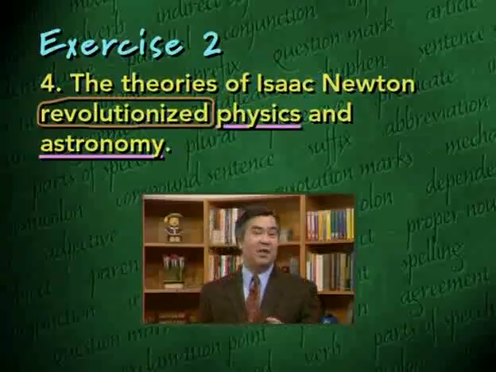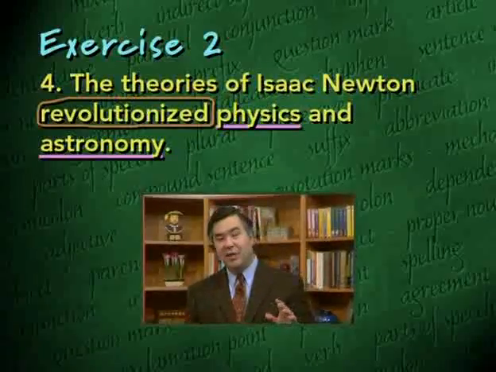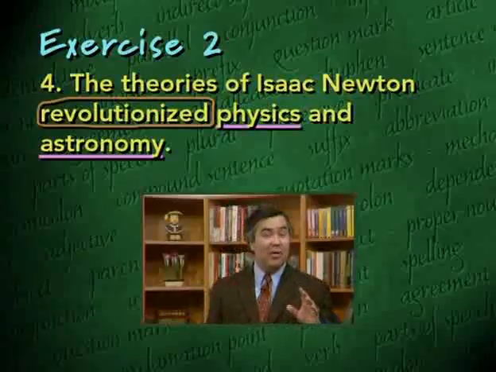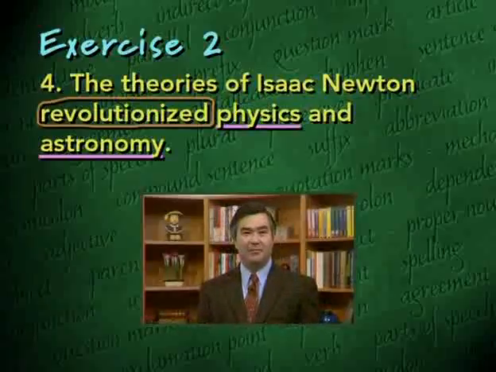Remember, a direct object can include 2 or more things, joined usually by a coordinating conjunction, like and. So in this sentence, there are 2 direct objects joined by the word and, physics and astronomy.